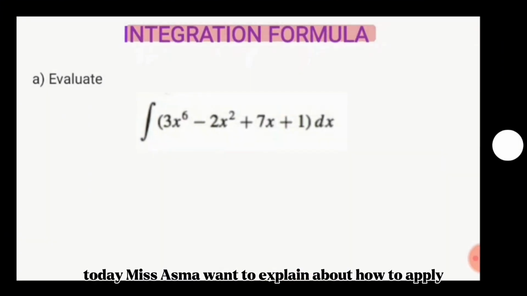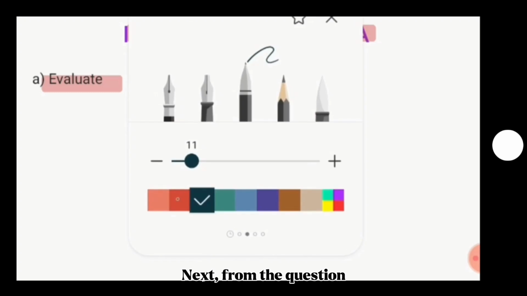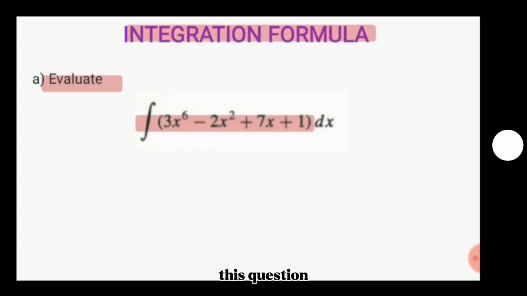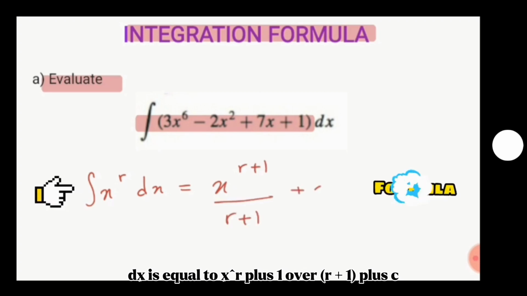Hi everyone! Today, Miss Asma wants to explain how to apply the integration formula that we learned before. Firstly, the question given is: evaluate the integral of 3x cubed minus 2x squared plus 7x plus 1 dx. Next, from the question, we will see what formula we should use to solve it. This question is a basic integral, so we will use the formula: the integral of x^r dx is equal to x to the power of r plus 1 over r plus 1 plus c.